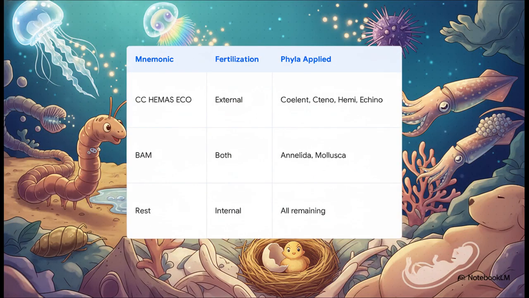Next up is fertilization. Just memorize these two quick catchphrases: CC Hemazico and BAM. So CC Hemazico covers Coelenterata, Ctenophora, Hemichordata, and Echinodermata. All these guys rely entirely on external fertilization, meaning they just release their gametes straight into the water. BAM stands for both internal and external, which you'll find in Annelida and Mollusca. And the rest, every single other non-chordate, utilizes internal fertilization. Boom, no brute memorization needed.